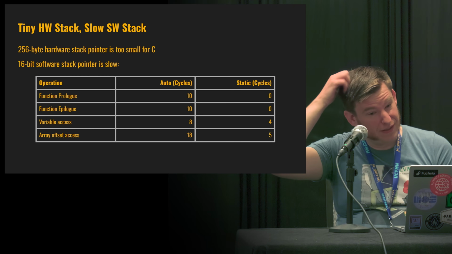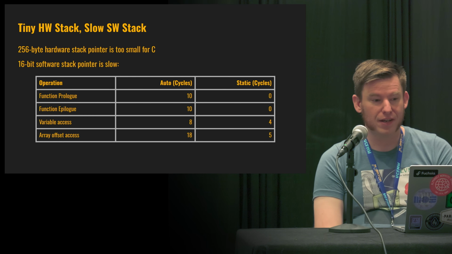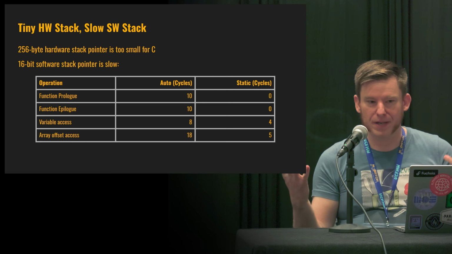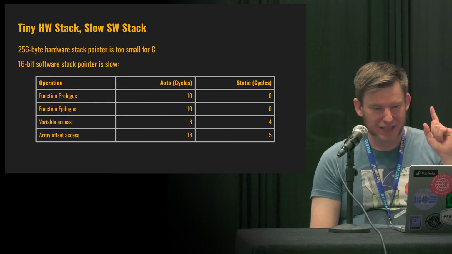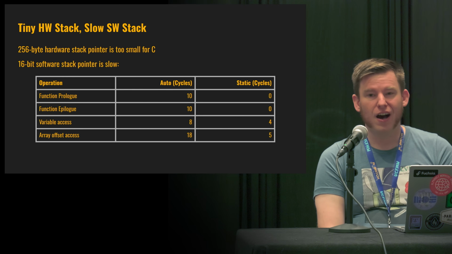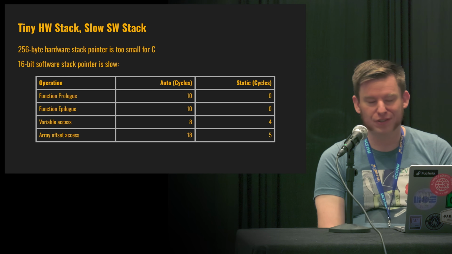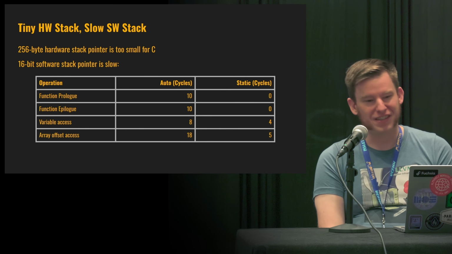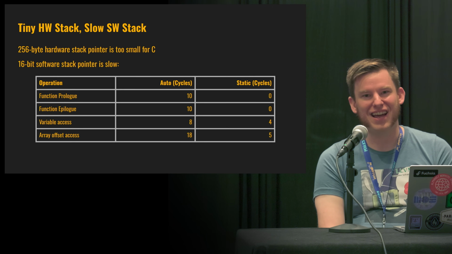So typically, the simple way to do this, what CC65 does, is you maintain a stack pointer somewhere in memory. 16-bit pointer, you bump it, but you can see on the left how many cycles each of these things takes, and it's pretty rough. To bump the stack pointer takes 10 cycles. To restore it at the end, another 10 cycles. Just reading a variable off of that stack is 8 cycles, and that's bad.